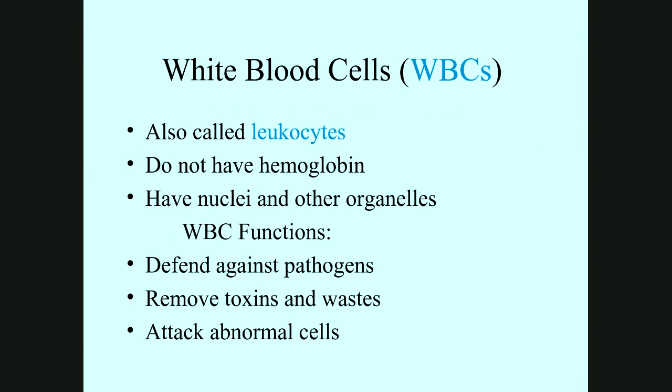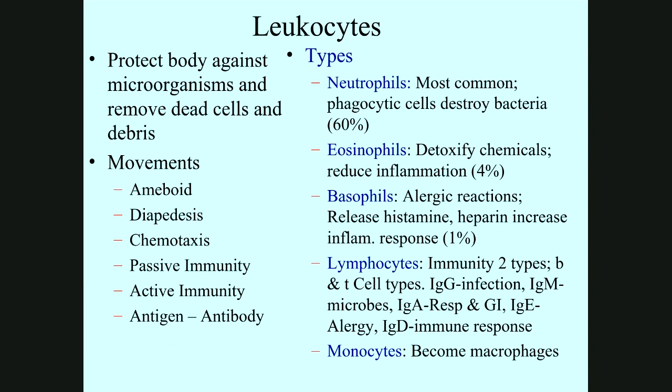The white cells, also called leukocytes, do not have hemoglobin. They have nuclei and other organelles. Their function is to defend against pathogens, remove toxins and waste, and attack abnormal cells. They have five types: neutrophils, eosinophils, basophils, lymphocytes, and monocytes.